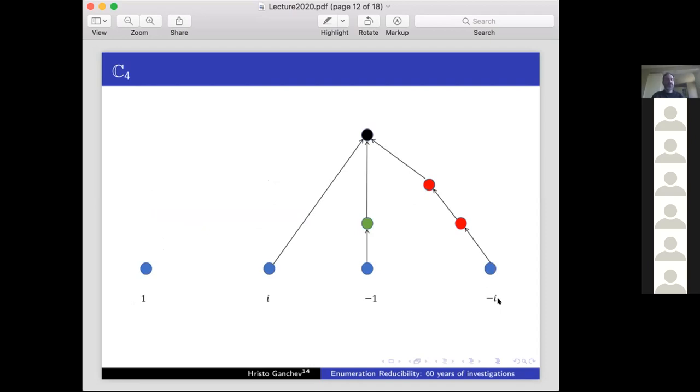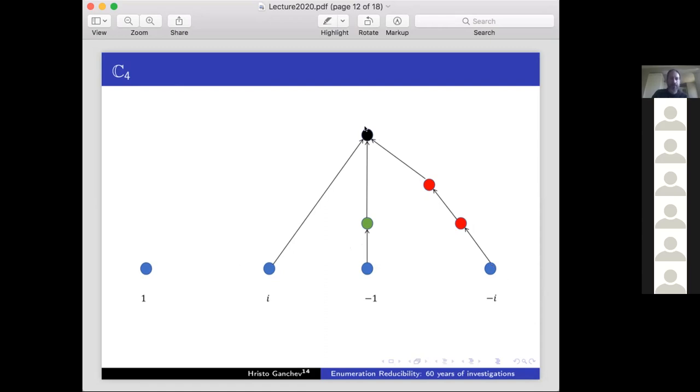And in order to build a partial ordering in which you can simulate the group C4, you have to somehow simulate the group operation. So the idea is the following. Of course, the full picture is much bigger than this. I have just decided to give you a glimpse of the picture. So for example, you have i times minus one should be minus i. And how do we build a partial ordering simulating this?